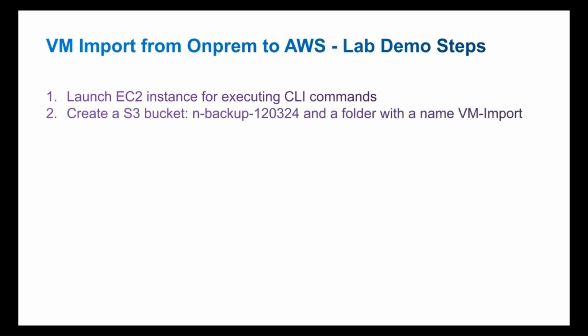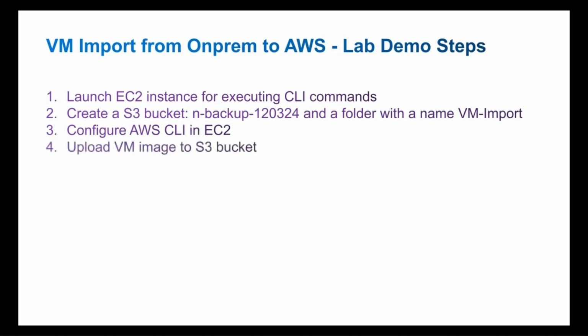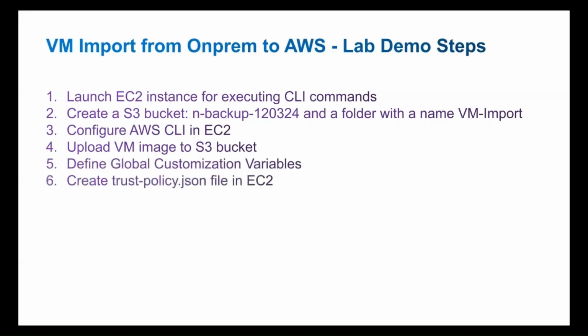Next, I will create an S3 bucket and a folder under it, because under this folder we are going to upload the VM image. Then I will configure the CLI in the EC2 instance, so that the instance has the necessary permissions to interact with other services. Then we will upload the VM image into the S3 bucket. Then we will define some global customization variables.